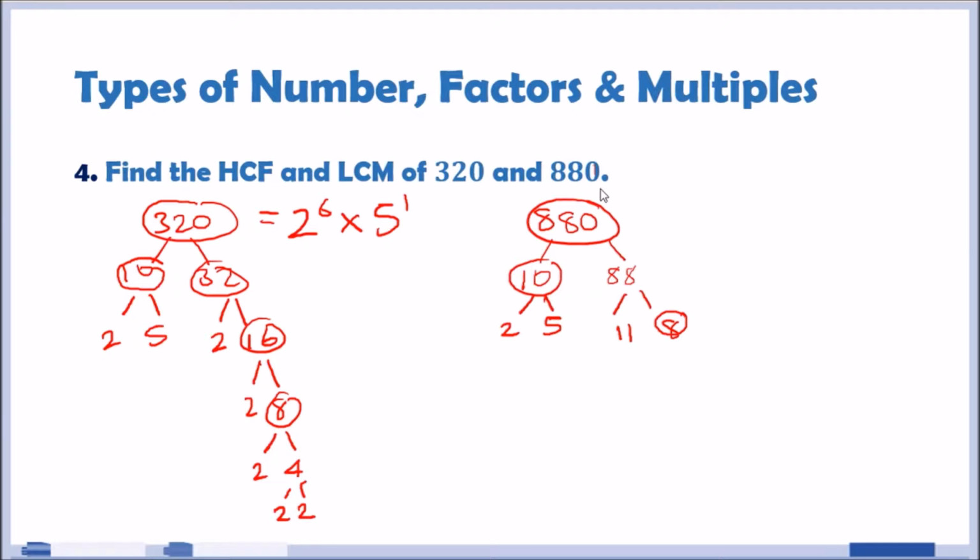8 is not, so we go down more. This becomes 2 and 4. Break down 4, we get 2 and 2. And that's it, guys. Now we just collect all the like terms. How many 2s do we have? 1, 2, 3, 4. So we got four 2s. We have a single 5, and we also have a single 11.